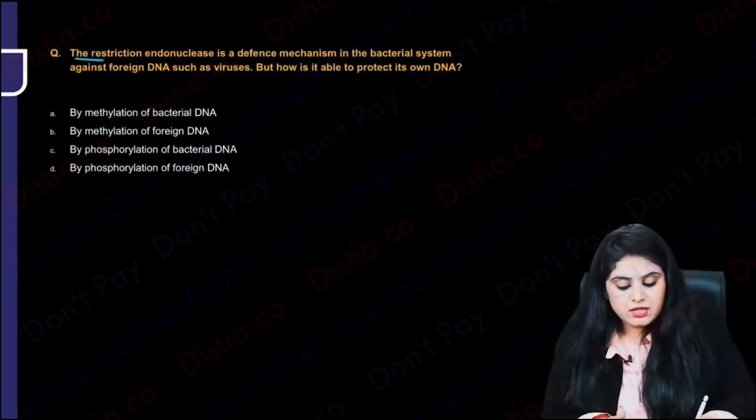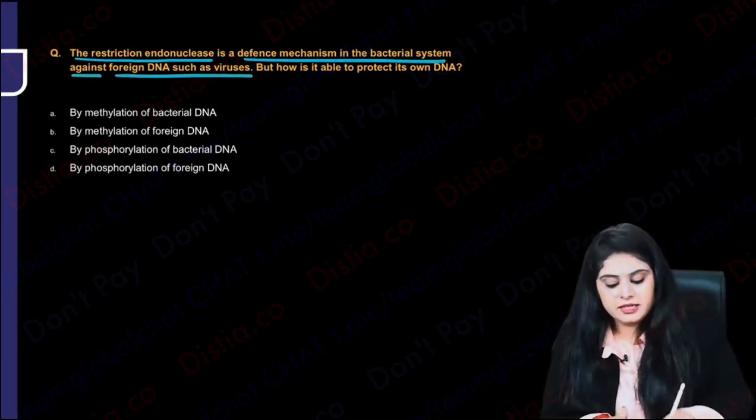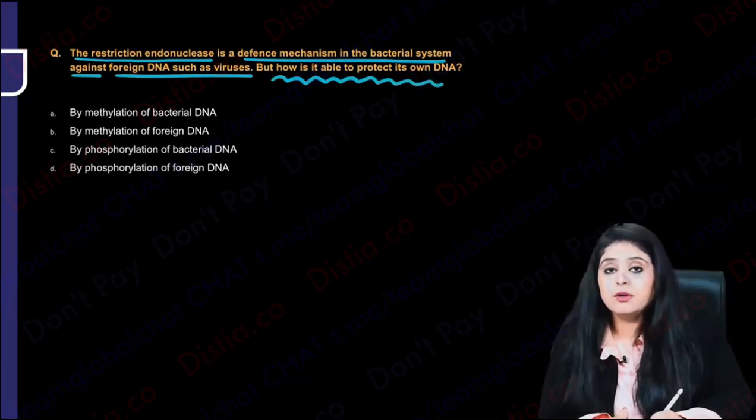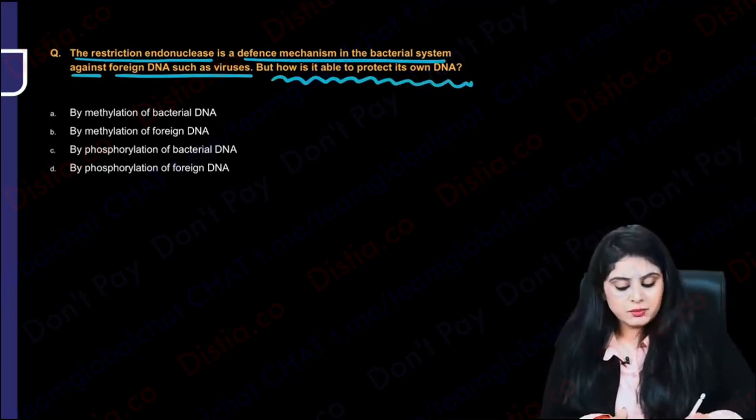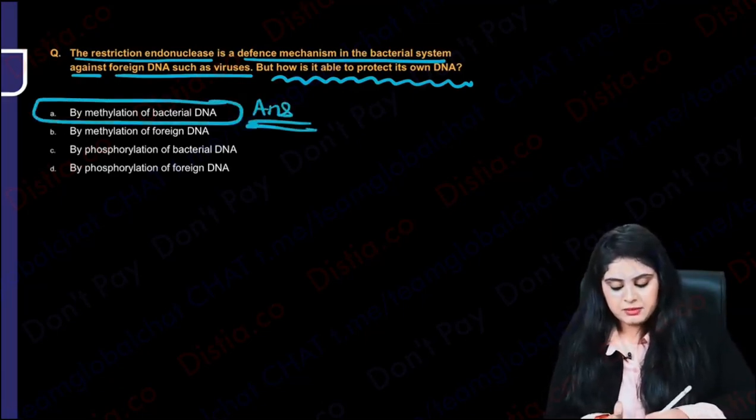The restriction endonucleases is a defense mechanism in which the bacteria system against foreign DNAs is killed. Bacteria kills the foreign DNA. But how is it able to protect its own DNA? What was the process? It's able to protect its own DNA by methylation.